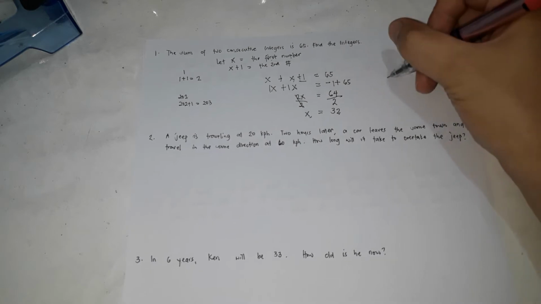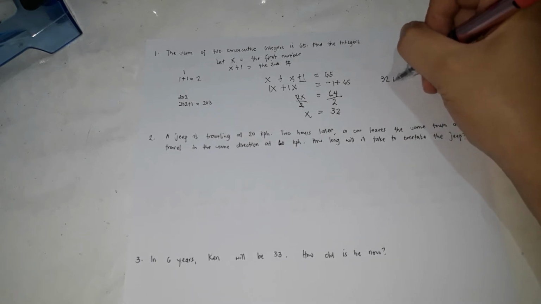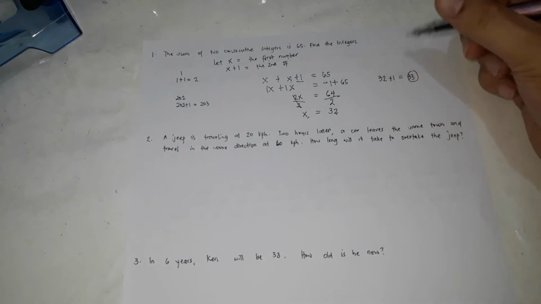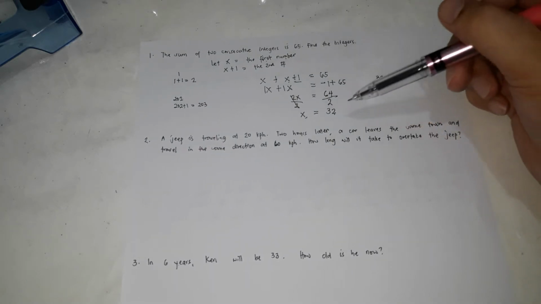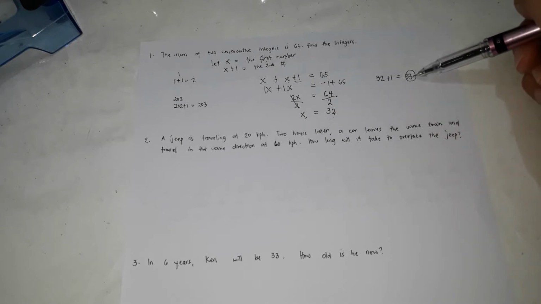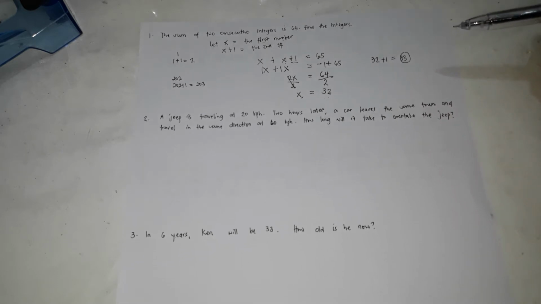Para malaman natin ang second number, ang 32, mag-plus ka ng 1, which is 33. Therefore, the two consecutive integers are 32 and 33. 32 plus 33, that's 65. So our answer is correct.